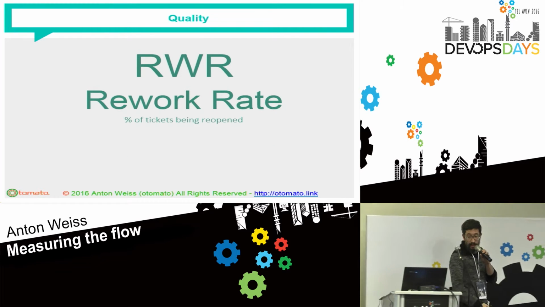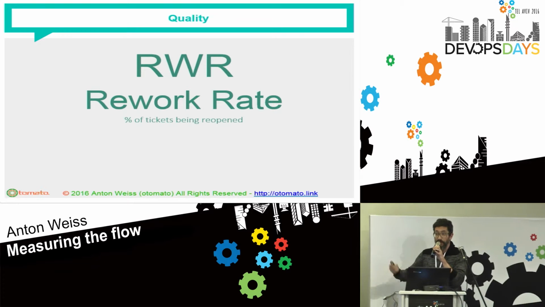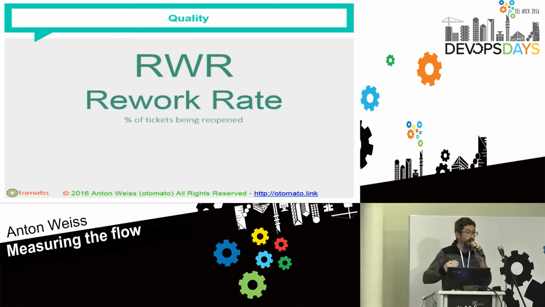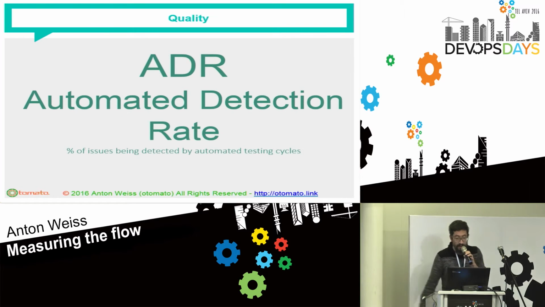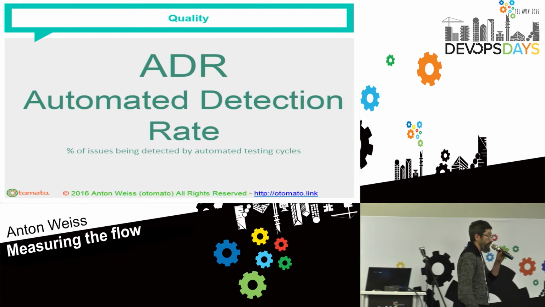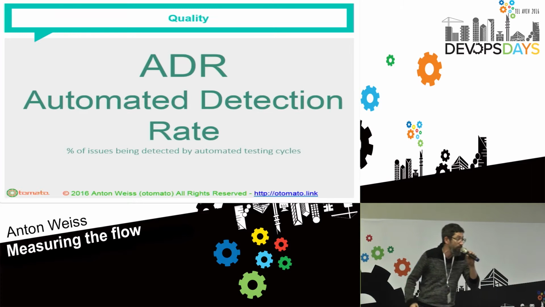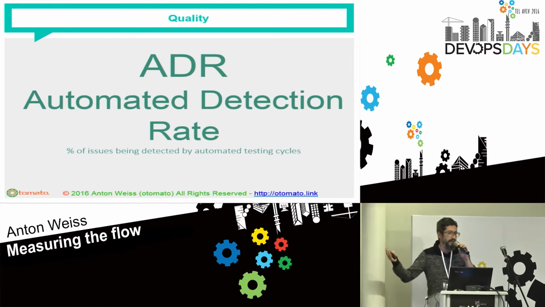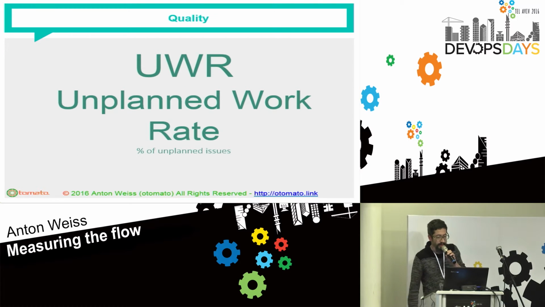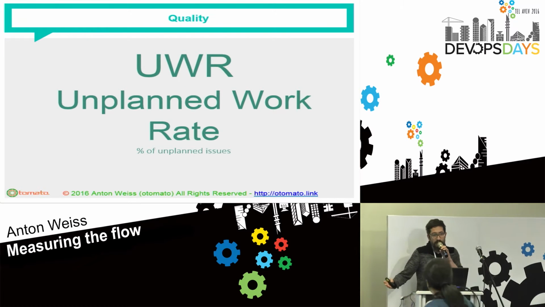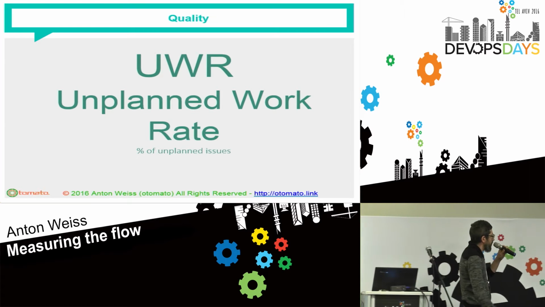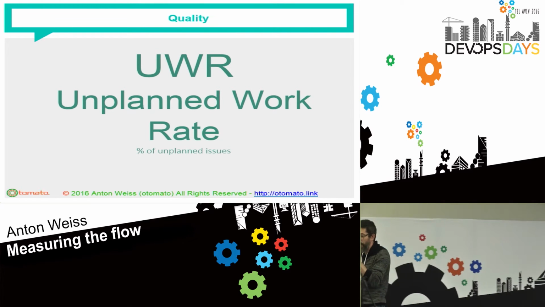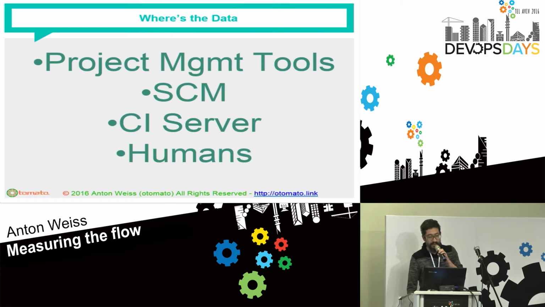And rework rate: how many of our tickets are getting reopened, which means how good we are at testing what we do. Automated detection rate: how many of our defects are getting detected by automated testing cycles. Again, once we have everything automated, this will probably be around 100%. This is the vision, at least. Okay, and unplanned work rate, which means how good we are at predicting all kinds of unplanned work. And then it becomes planned if we can predict it, of course.